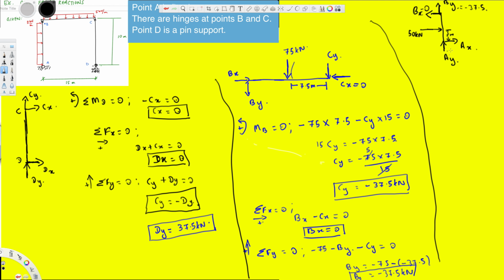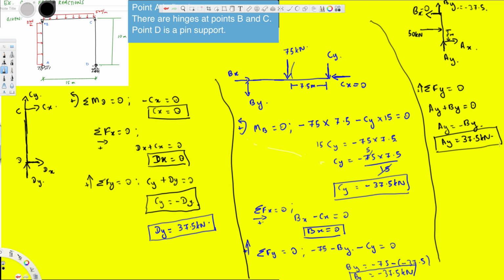Therefore I can calculate the Ay by doing summation of Fy. Summation of Fy is equal to 0. If I take upper direction positive, Ay is positive, also By is positive, equal to 0. Therefore Ay is equal to minus By. We know By is minus 37.5, therefore Ay is going to be equal to 37.5 kilonewton.